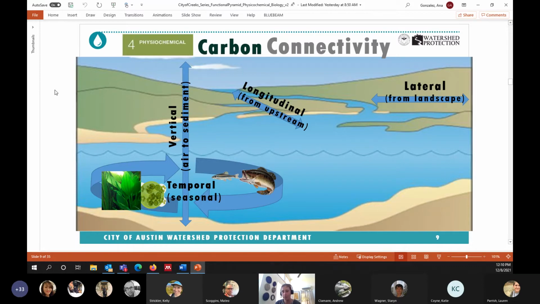We have longitudinal connectivity, the carbon that goes from upstream all the way to downstream as the flow moves. And we have lateral connectivity. Leaves from trees next to the channel, as they drop, are part of the food source of our systems, and that carbon gets cycled as well.